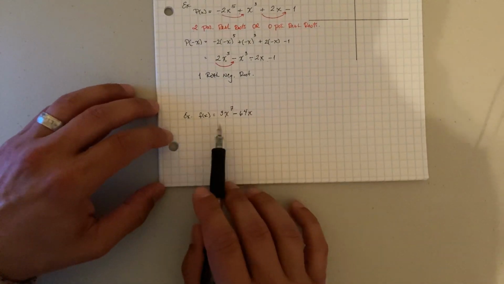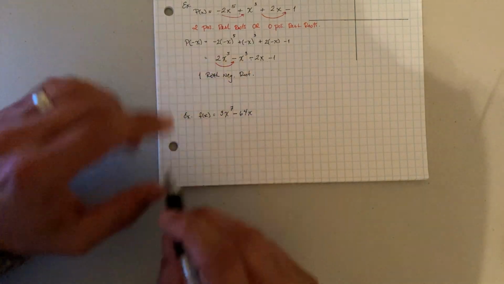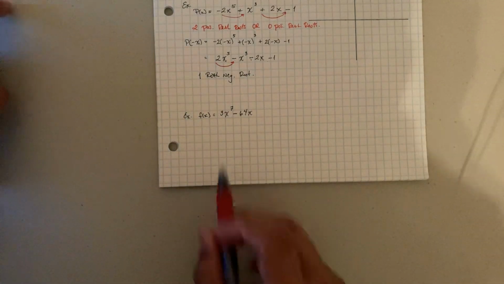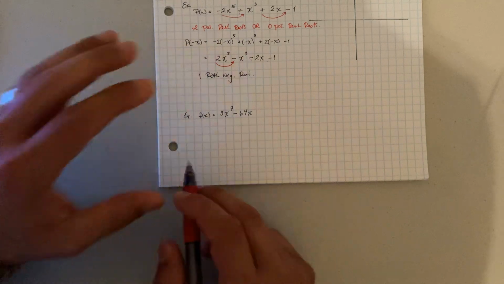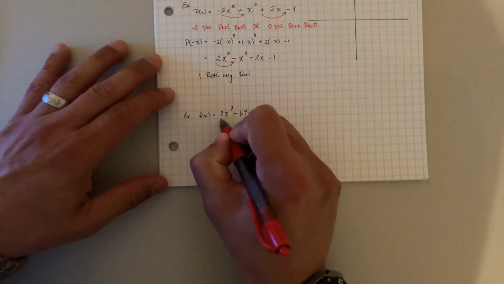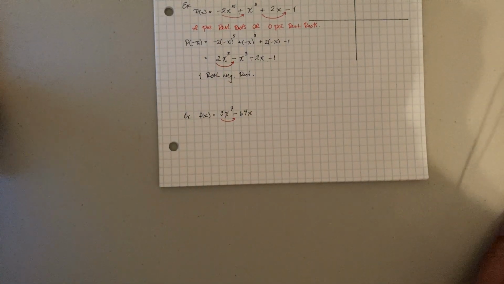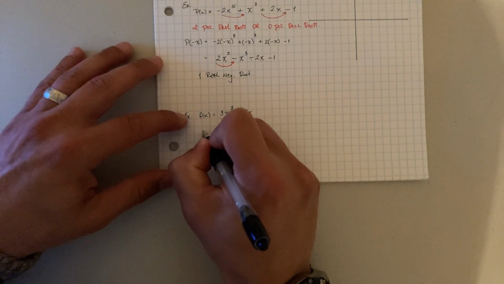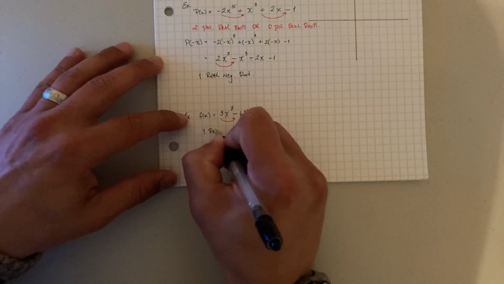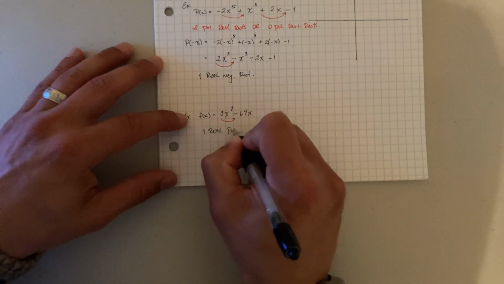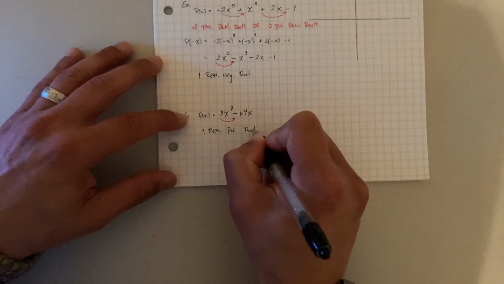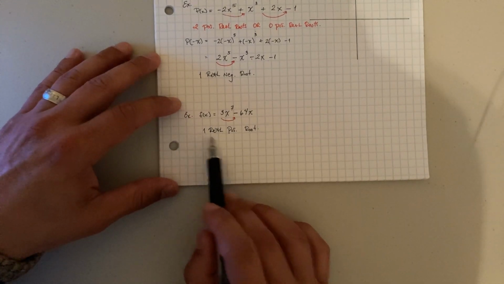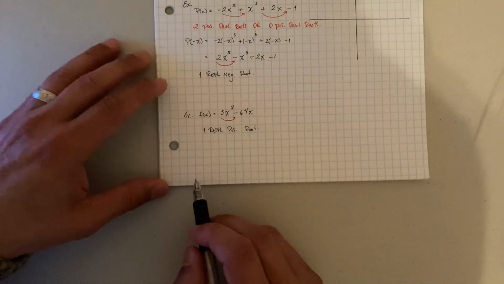So let's go ahead and do one more. Let's look at the positive. Sometimes students get confused with this one, but it's the same process. From positive to negative, so there's only one sign change. So that means it's going to be one real, what? Positive root. And of course, I can't decrease by an even number, so I'm done with that.